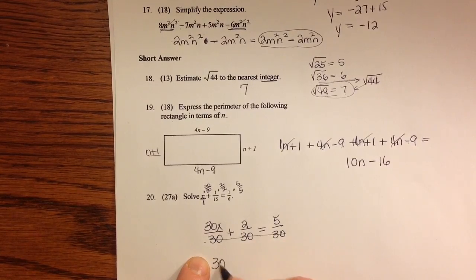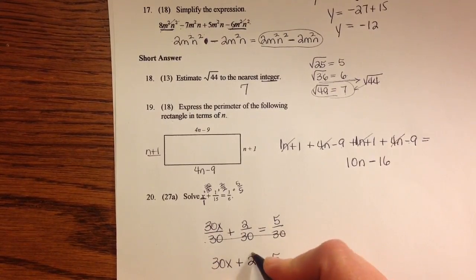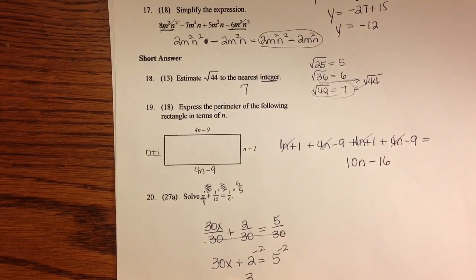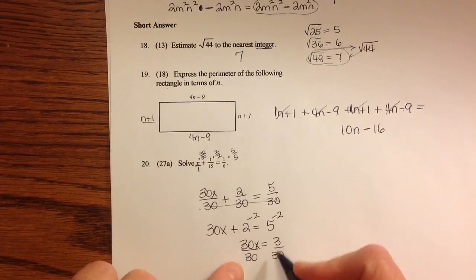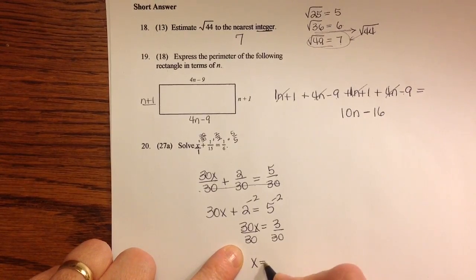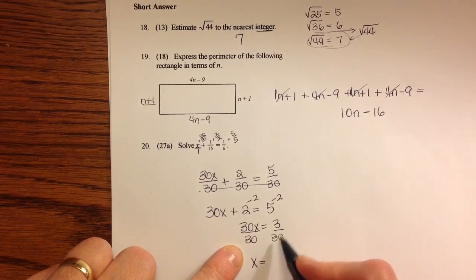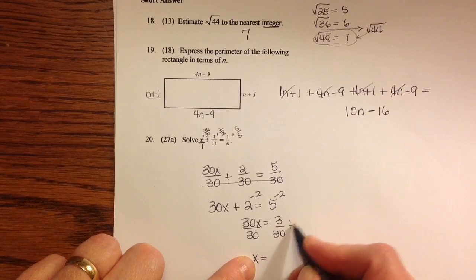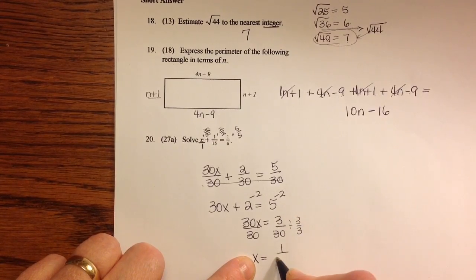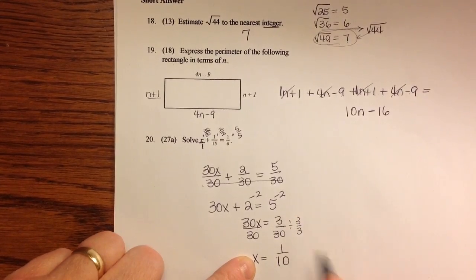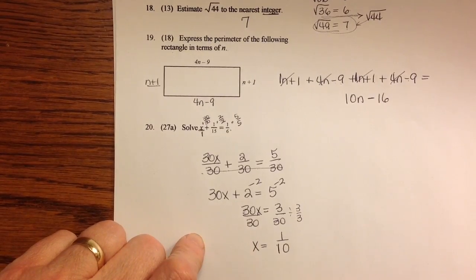You have 30x plus 2 is equal to 5. Subtract 2. You get 30x is equal to 3. Divide by 30. Now be careful. Some of you reduce fractions. You have to be real careful as you're reducing that. Notice it's a proper fraction. That's not 30 over 3. So divide by 3 over 3 and you get 1/10. You could write it as a decimal, 0.1. To me it's easy just to leave it as a fraction.